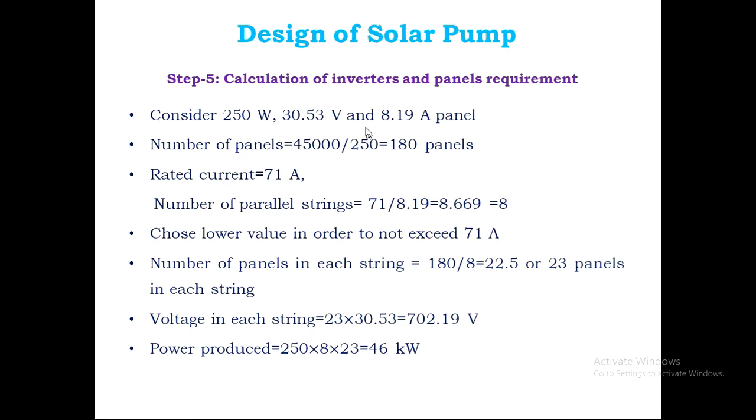So 71 by how much? 8 point. All the modules connected in series, then current will not change. 71 by 81, 8.19, that will give 8.669. I will round it to the lower value, that is 8. Why? Because if you go for the higher value, it may be more than 71 ampere. So I am choosing 71 ampere.